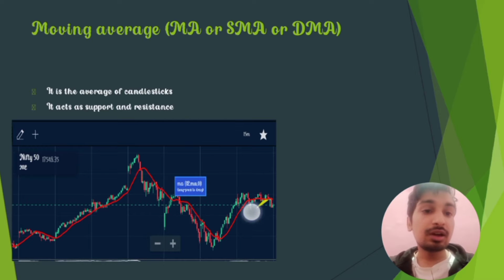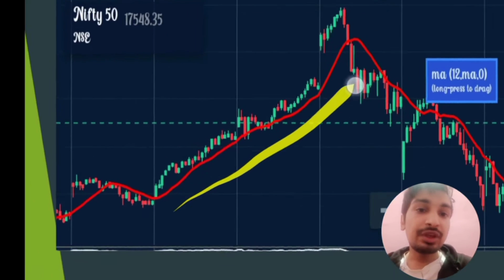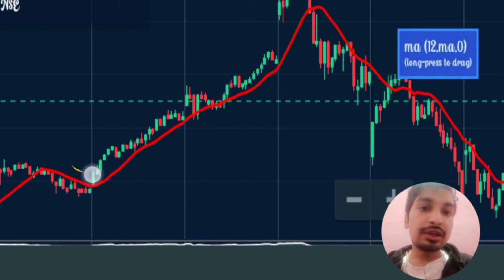It is smoother. It looks a little bit smoother than the candles, which move haphazardly, because it is an average, right? So now you can see here it acts as a resistance. Let me show you. I told you moving averages act like a support and resistance, right? So you can look here. Here it is acting as a resistance. You can see the candles are not going above this.